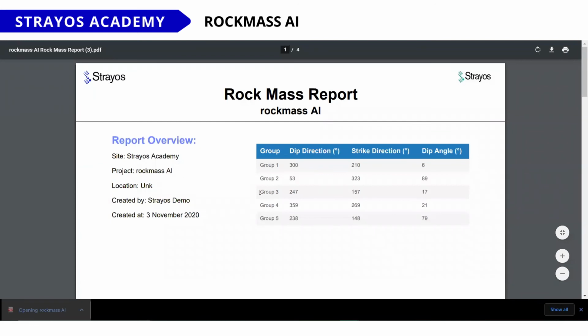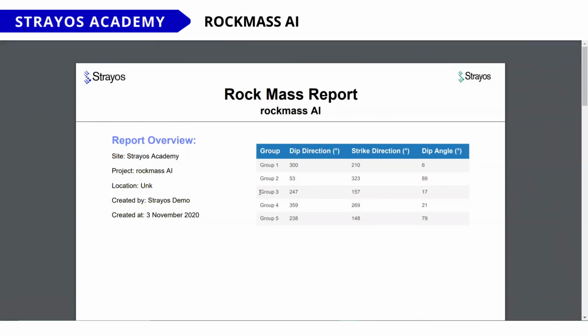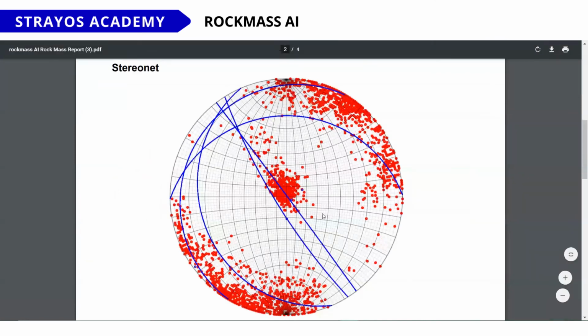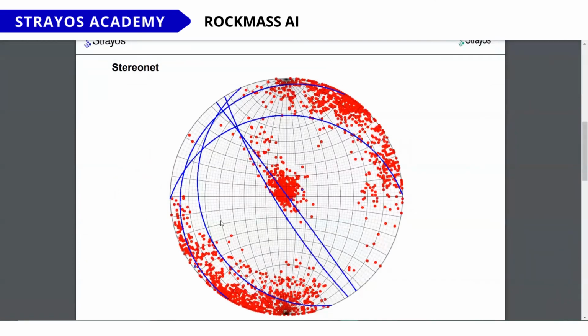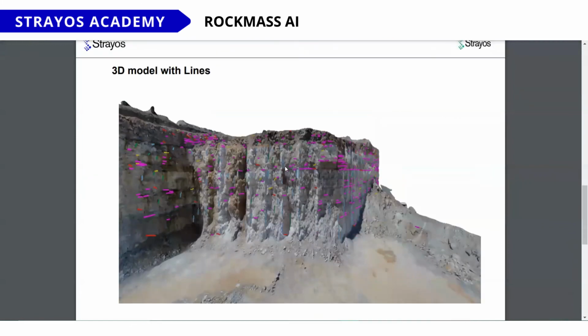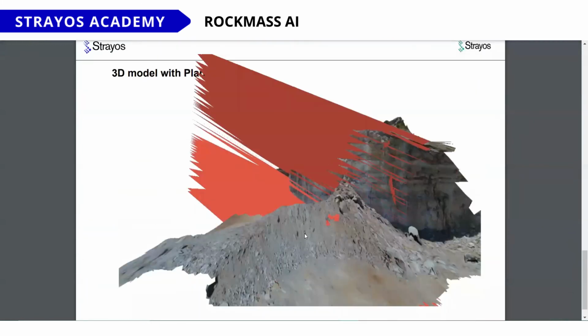So here we can see all the high-level report information as well as the relevant cluster information. This was the dip direction, strike direction, and dip angle previously shown. If we scroll down, we can see what we had toggled on for the 2D StereoNet. And then we actually have the 2 views that were shown earlier that we essentially screenshotted.